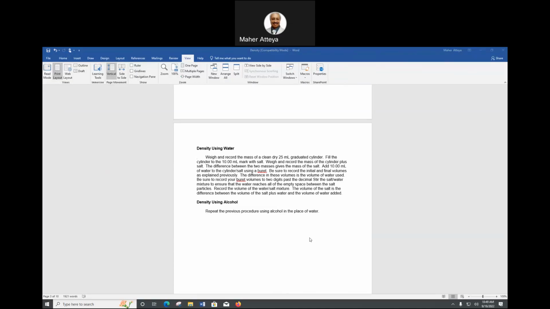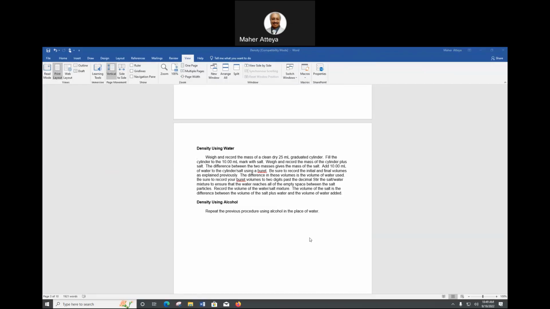here. The initial started from the burette, correct? And here when you add the salt, when you add the water, it will go up. The difference will be the volume, and you divide by the mass of this salt here. You determine the sodium chloride density.